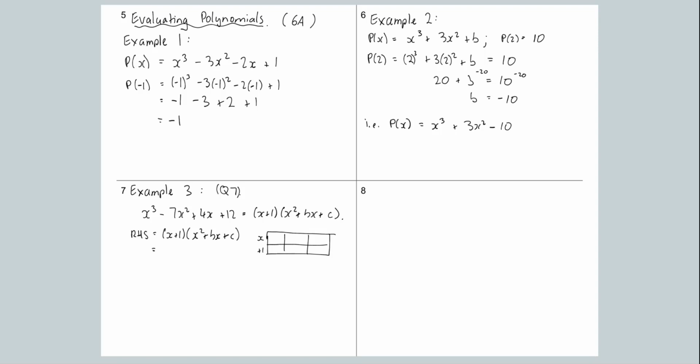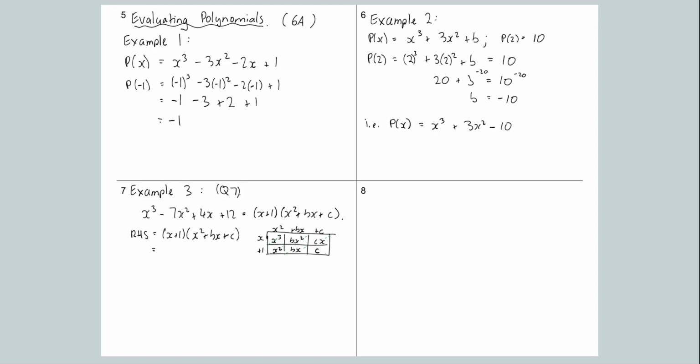x plus 1, x squared plus bx plus c, and let's fill in the boxes. x cubed, bx squared, cx, x squared, bx, and c. And now we're going to do what we normally do, and that is add along the diagonals in order to come up with an expression for each of the powers of x. So I'm going to do this in just a lightish kind of green, I think. So we've got an x cubed here, and then we've got an x squared along this diagonal. We've got x's along that diagonal, and we've got a constant here.